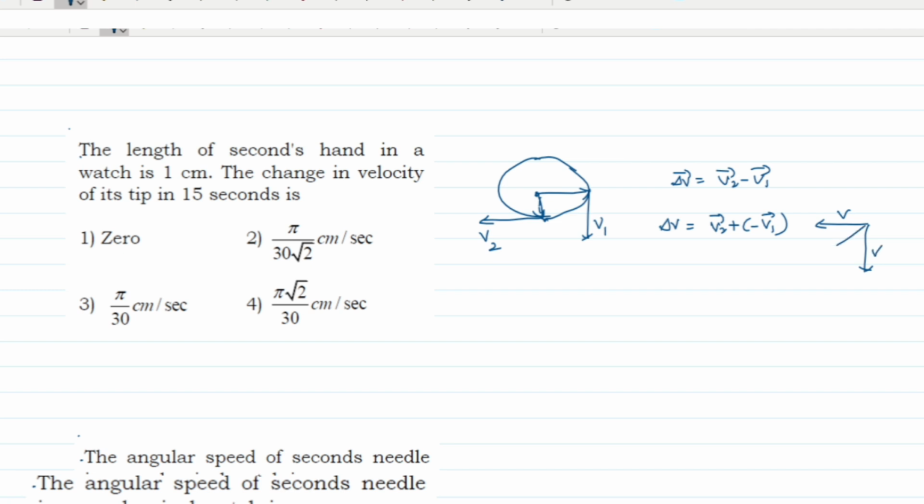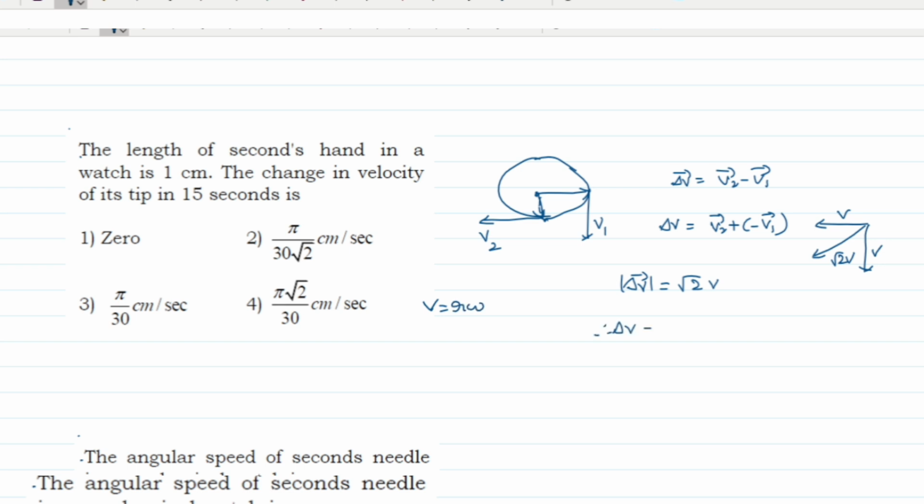This is v, and the resultant of these two will be along this direction, that is root 2 v. Because these two vectors are perpendicular to each other, according to the parallelogram law of vectors delta v equals root 2 into v. But here it is moving in a circular motion, so there is a relation between linear velocity and angular velocity: v equals r omega.